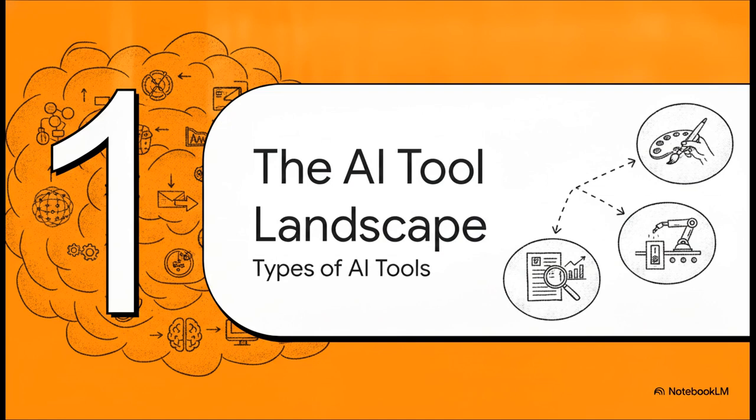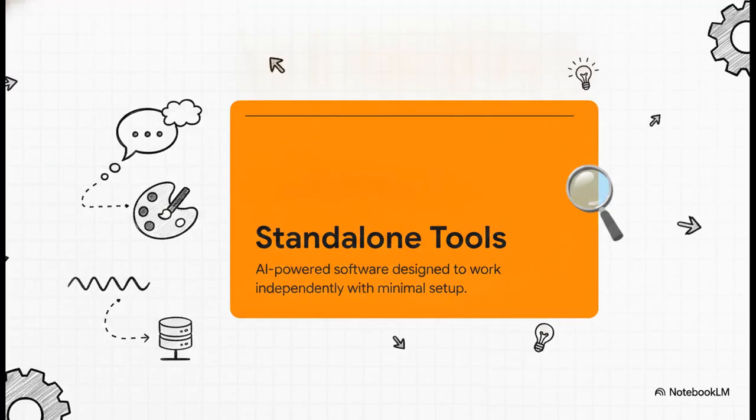All right, Section 1, the AI tool landscape. Okay, let's dive into this. To organize the absolute chaos of the current AI market, we're going to start with our first category, standalone tools. These are AI-powered software applications designed to work completely independently with virtually no setup required. We're talking about your general-purpose chatbots like ChatGPT, Claude, and Perplexity, or specialized visual apps like Midjourney. Now, obviously, these serve completely different needs. One is writing text, the other is generating wild art, but they're classified together because they are standalone. You go directly to their unique websites or apps, log in, and just start working.